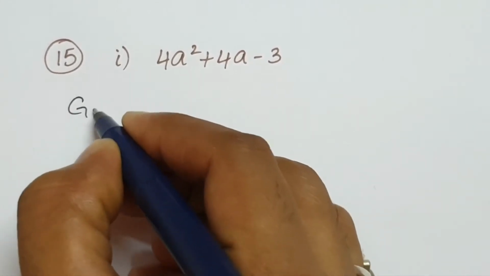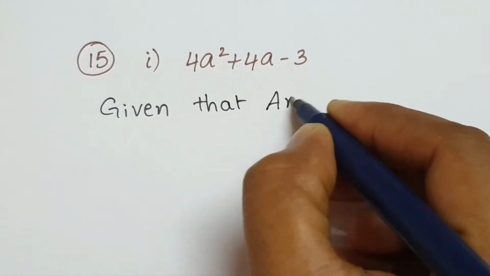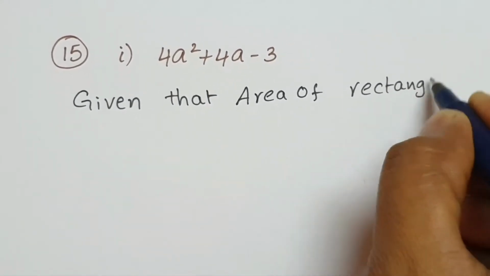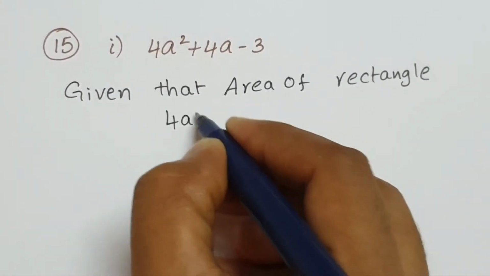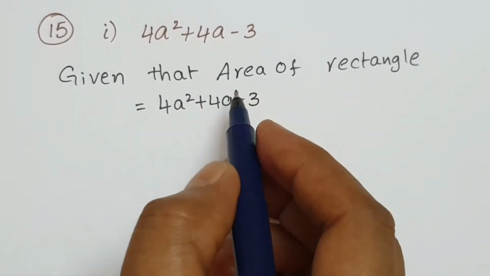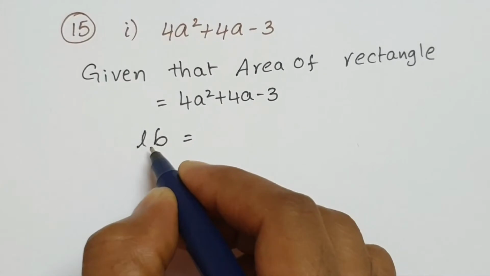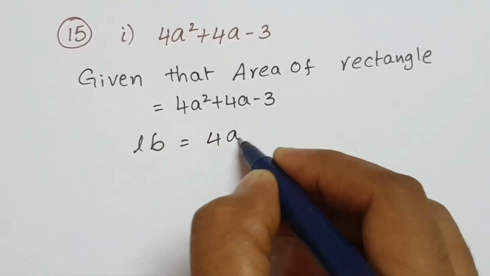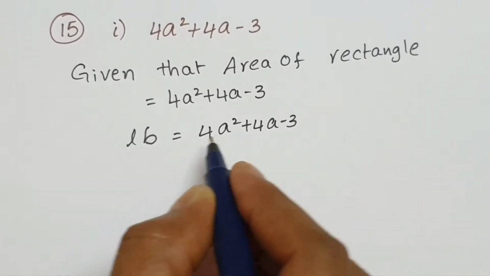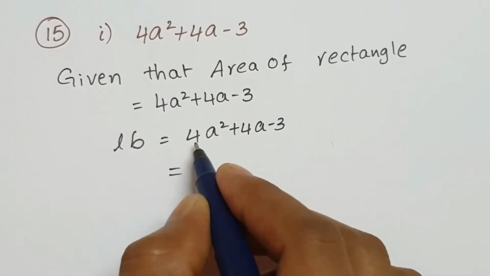So given that the area of the rectangle is 4a square plus 4a minus 3. We know that the area of a rectangle equals L into B, length into breadth, equal to 4a square plus 4a minus 3. So find factors. Minus 3 into 4a square.